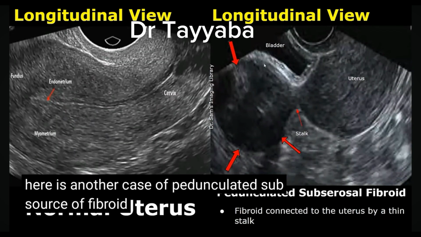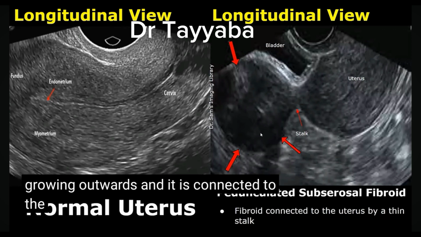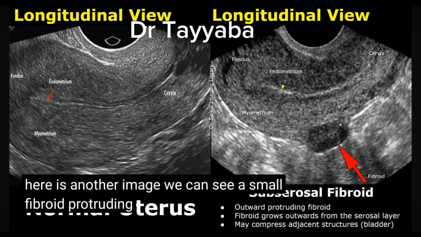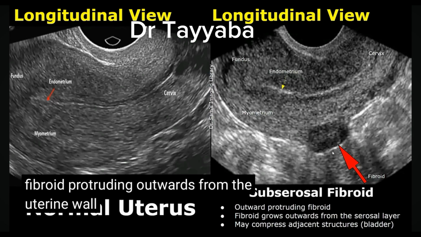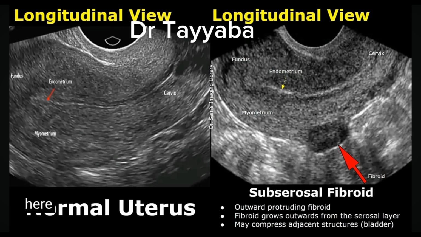Here is another case of a pedunculated subserosal fibroid. We can see a fibroid growing outwards and it is connected to the uterus by a thin stalk. Here is another image. We can see a small fibroid protruding outwards from the uterine wall. So this is a subserosal fibroid.